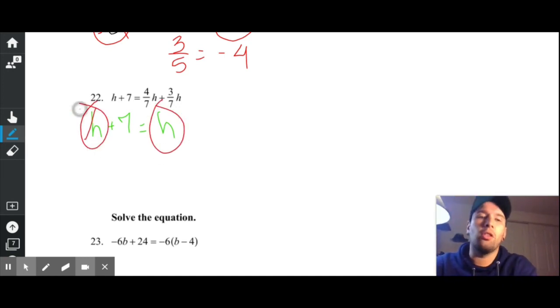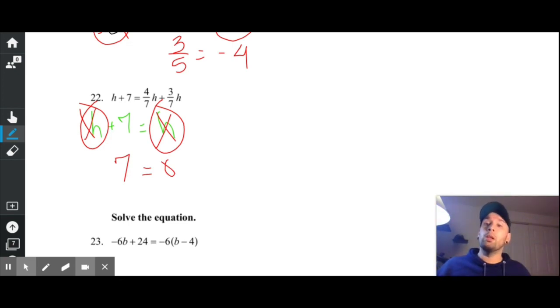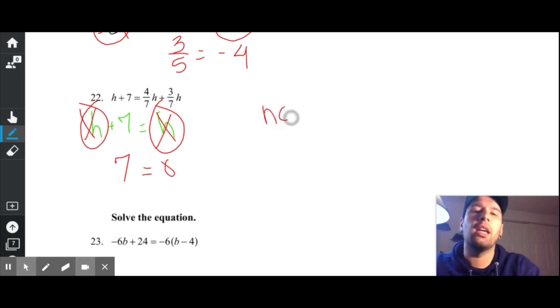They cancel each other out. Bring down the 7 on the left. I have nothing on the right. All of my variables disappeared. I have 7 equals 0, which doesn't make sense. So I have, once again, no solution.